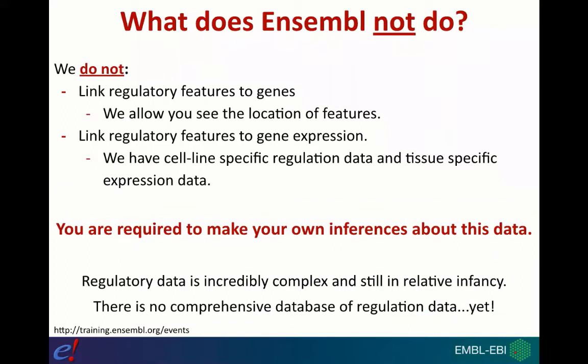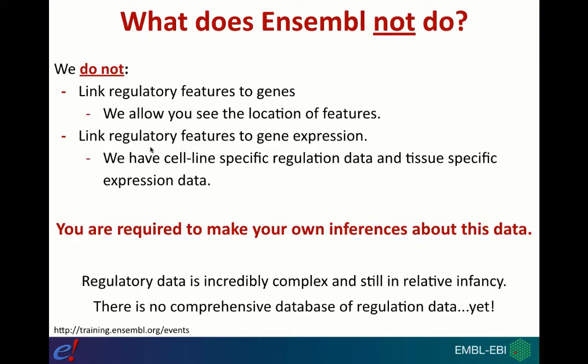So before we start our demo, it's very important for me to tell you what Ensembl does not do. So what we do not do is link regulatory features to genes. What we have is a single reference genome sequence that we annotate genes on. And then against that same reference genome sequence, we annotate regulatory features. And what you can do is you can look at the reference genome and look at both the gene and the regulatory feature annotation and look to see where those features might coincide. So you're able to perhaps look to see where they coincide.